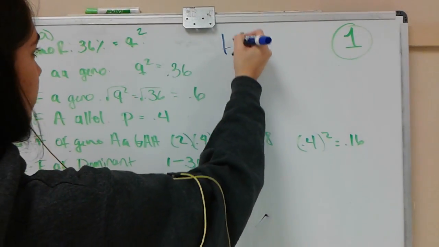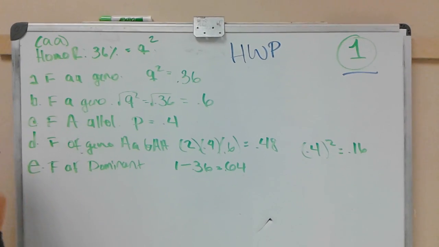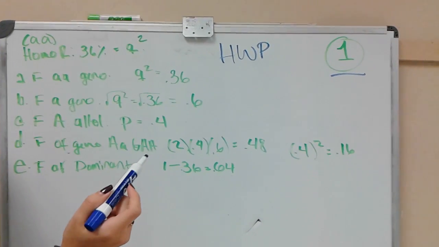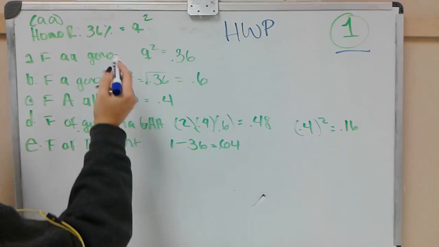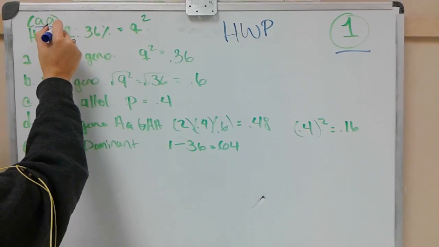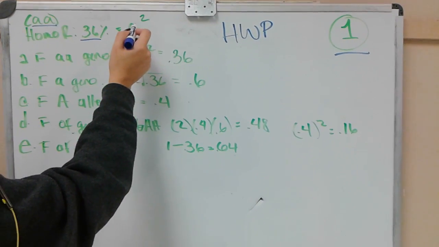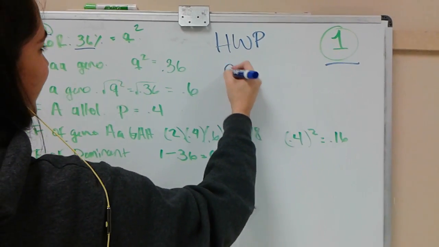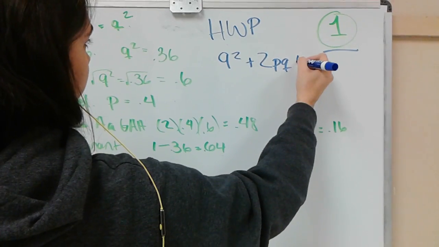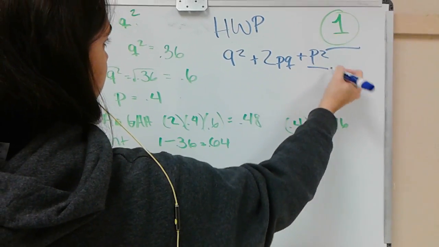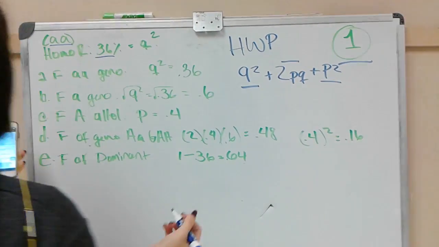We're starting the Hardy-Weinberg principle, and this is problem number 1. For 1, the problem states that we have a sample population in which we know that the percentage of the homozygous recessive, which is aa, of the group is 36%, and that's basically equal to q², which is found by this formula. p² is dominant, q² is homozygous recessive, and then this one is heterozygous.